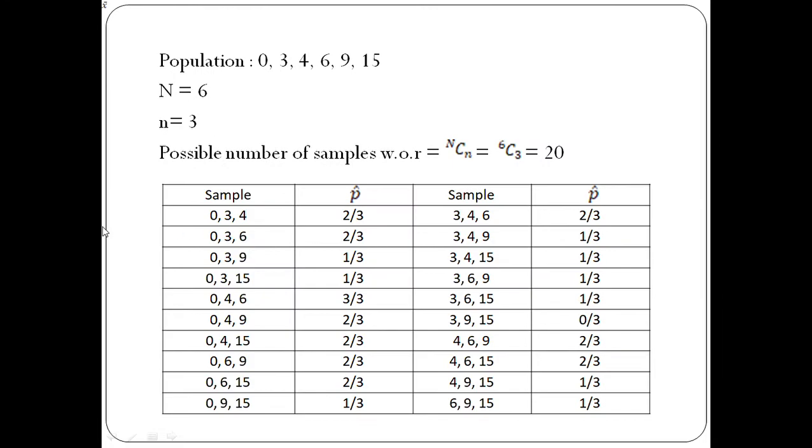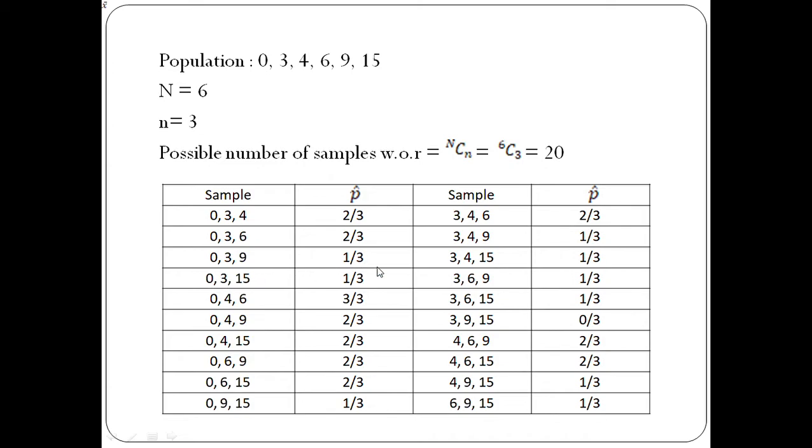So 0, here we will consider 0 as an even number. The proportion is in the form of a fraction. There are two even numbers, 0 and 4, and the total is 3, so 2 by 3. Then again 2, 6, 0, 6, there are two even numbers, so 2 by 3. Then in the third there is just one even number, 0, so we will write 1 by 3.